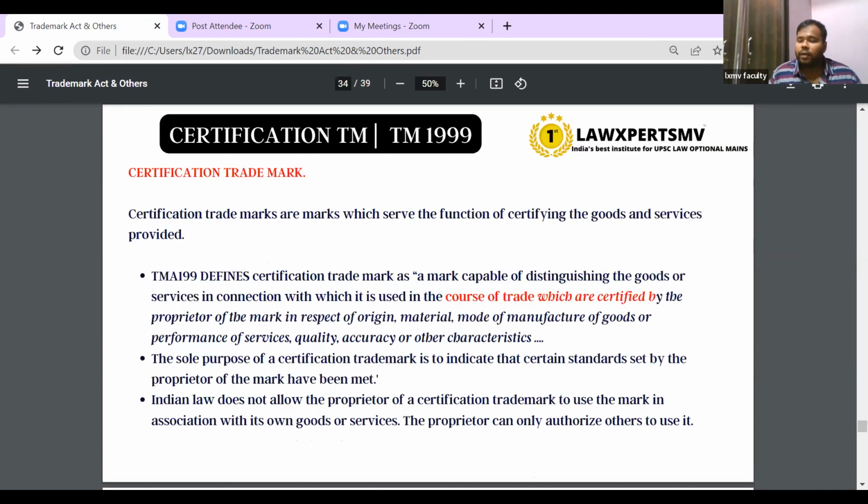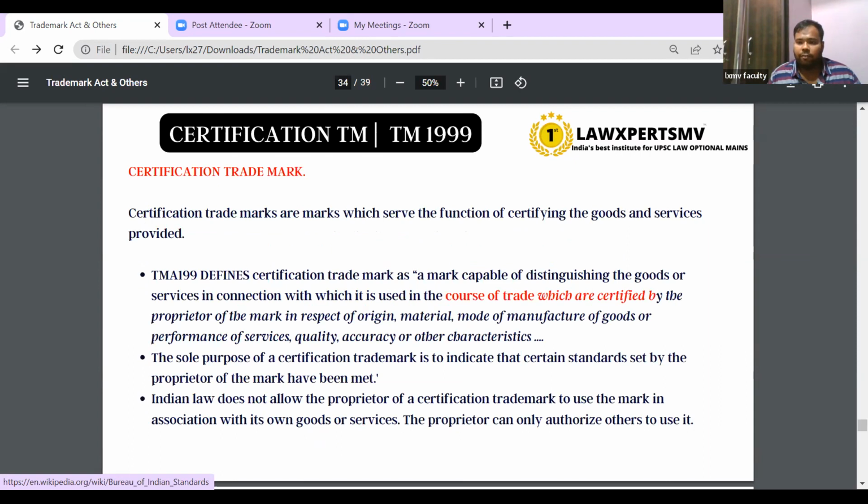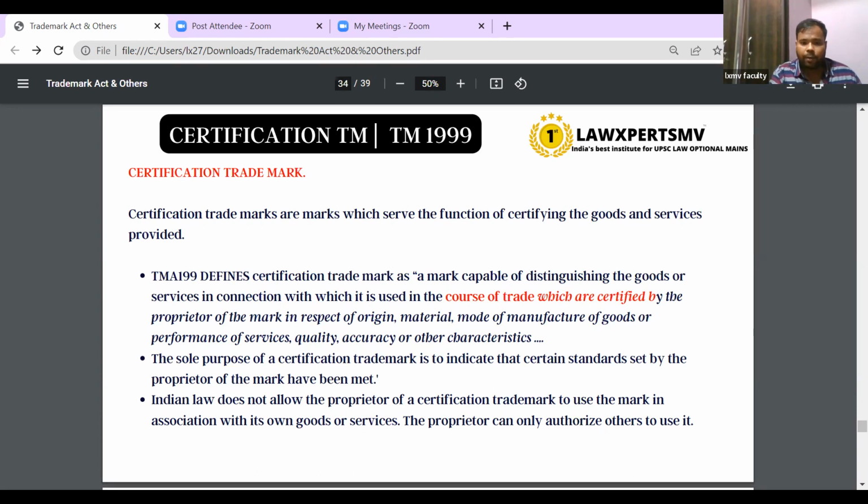So anyone who is complying with the conditions put forth by the certifying authority can use those words, AGMARK, or ISI also. It's a famous word, ISI, and FSSAI. The word FSSAI will be there in every hotel or everywhere you dine. You will see the word in it. So it is also a certifying trademark, and you all know the Food Safety Authority, right? So the Food Safety Authority will give you the certificate for it. Hope everybody is able to understand this particular law.